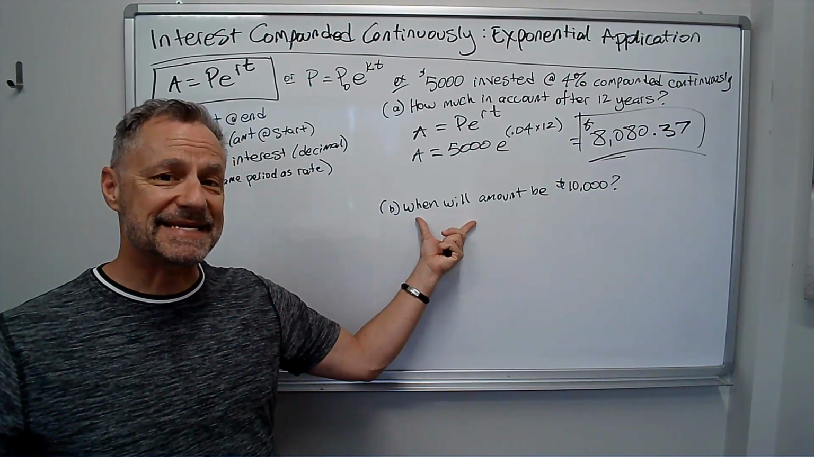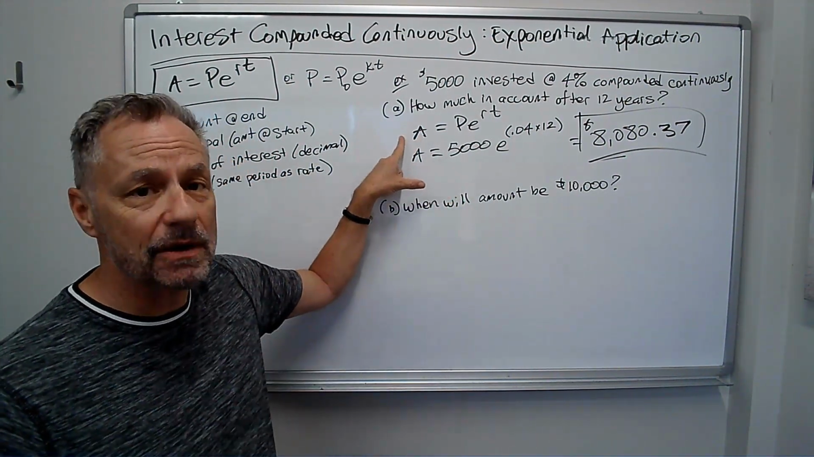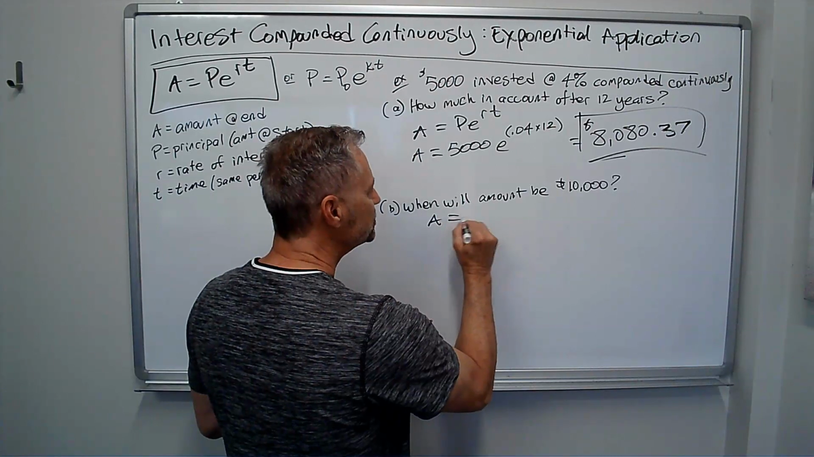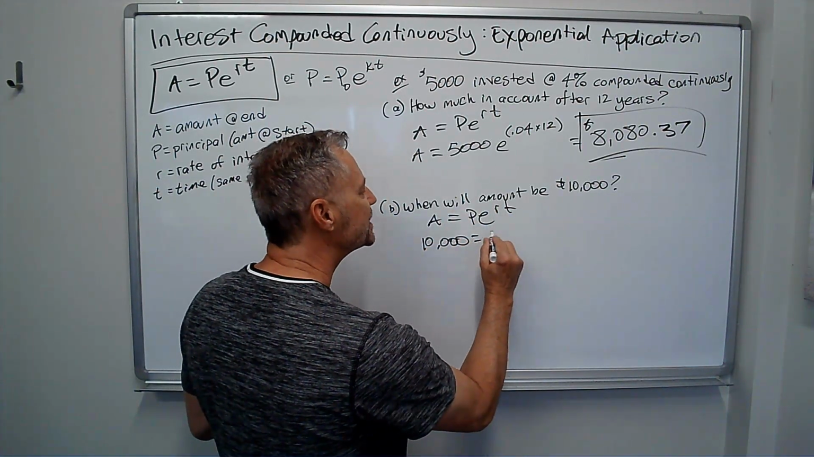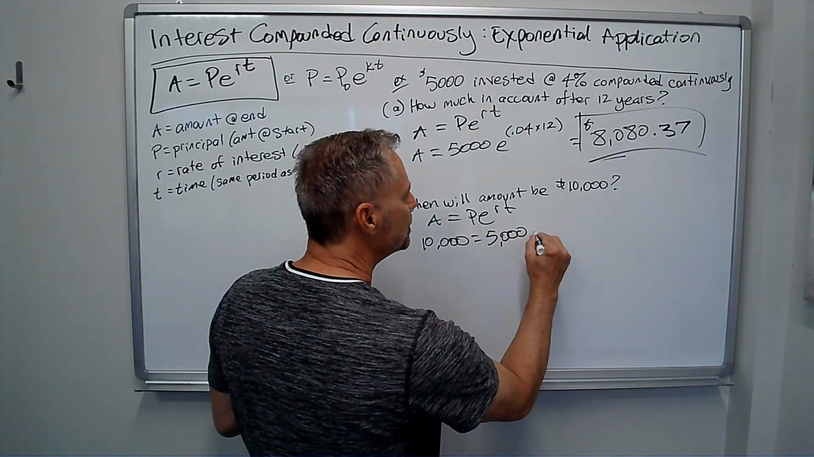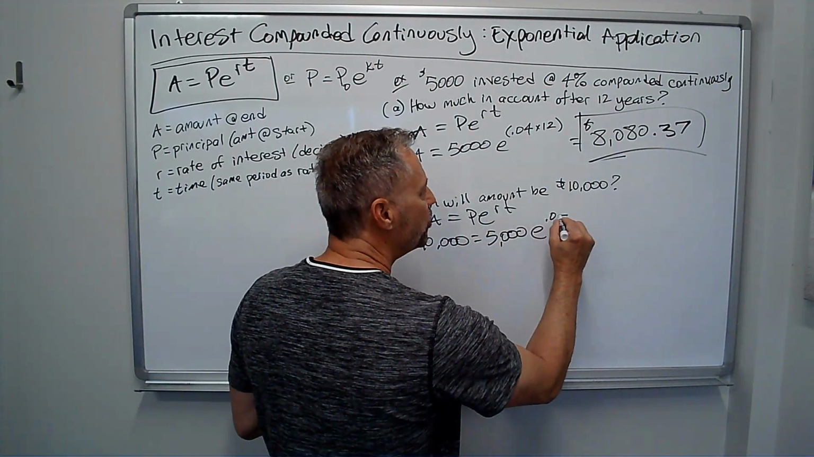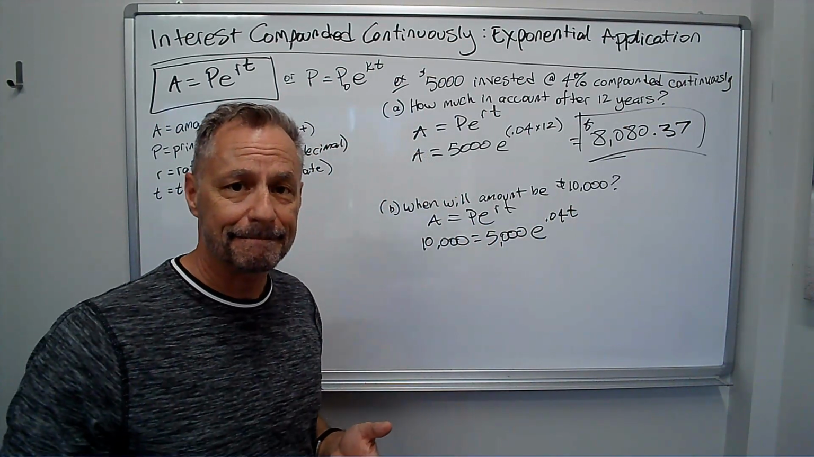When will the amount be $10,000? Okay, now we know the amount. So again, A equals P e to the RT. We know the amount is 10,000. We know I started at 5,000. We know the interest rate is still 0.04. We just don't know the time.